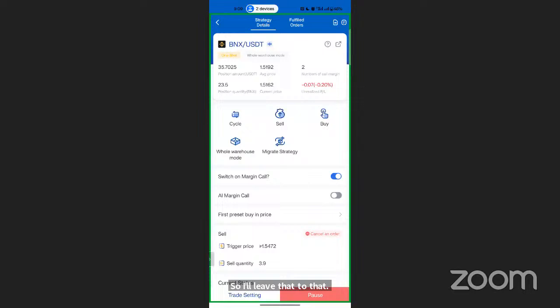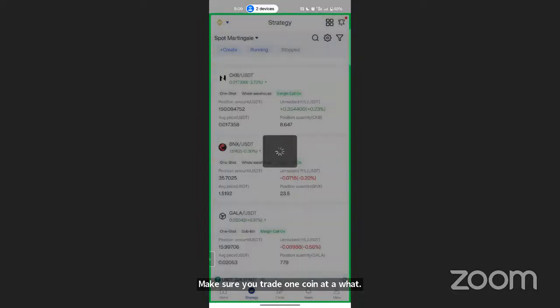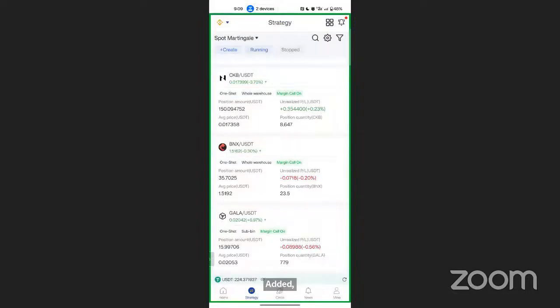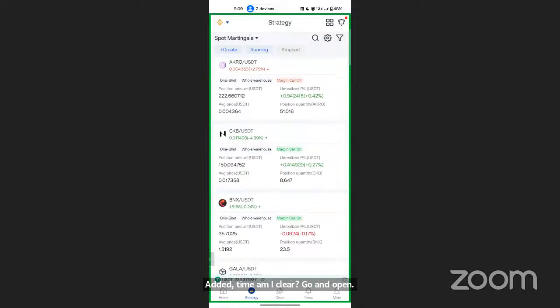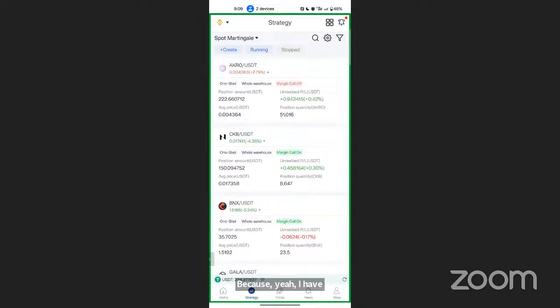Whether you are using capital doesn't matter. Make sure you trade one coin at a time. Am I clear, friends? Don't go and open many coins, because here I have one coin, 2, 3, 4. This is a very bad practice. I repeat, don't open many coins like I'm doing. I'm just doing this for teaching purposes. Trade one coin at a time. Am I making sense?